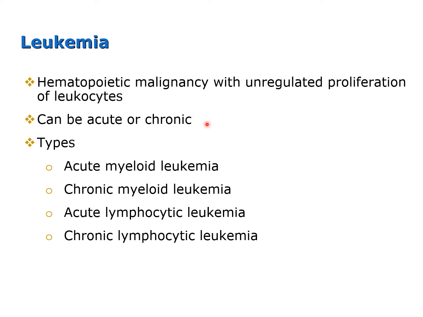It can be acute or it can be chronic. So there are several different types of leukemia. You can have acute myeloid leukemia, chronic myeloid leukemia, acute lymphocytic leukemia, and also chronic lymphocytic leukemia. Once again, we've already mentioned that if we're talking about myeloid, we're specifically focusing on the bone marrow.